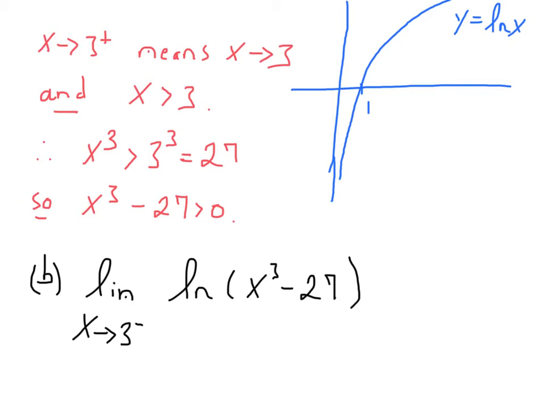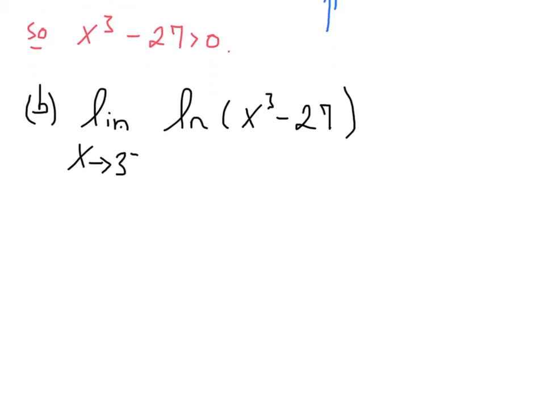Okay, well, what about the actual limit? Can we evaluate the limit of log of x cubed minus 27 as x tends to 3 from the left? Well, let's just recall, what does it mean to say that x is tending to 3 from the left? Well, x tends to 3 from the left means, as we said above, that x tends to 3 and x is less than 3.